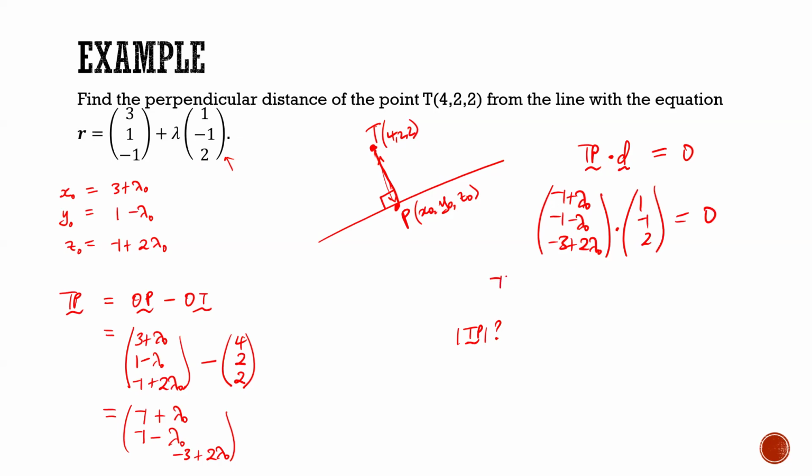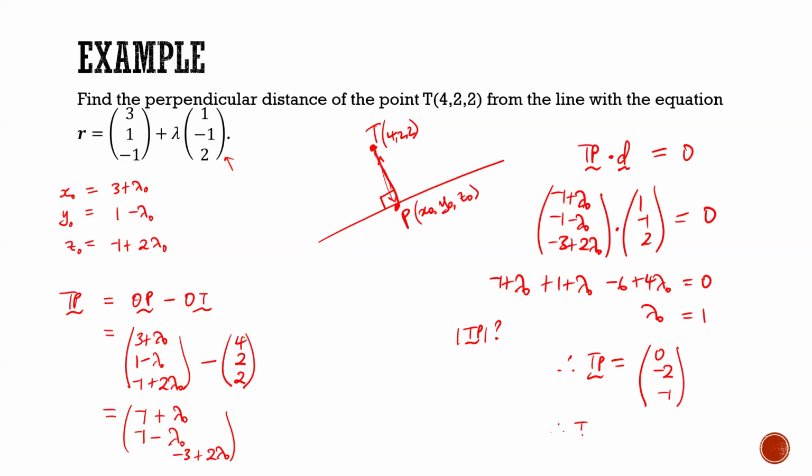So this will give us an equation in lambda naught: negative 1 plus lambda naught, plus 1 plus lambda naught, minus 6 plus 4 lambda naught, is equal to 0. And immediately when you solve for lambda naught here, you get lambda naught as 1. So you substitute this in the expression for TP, such that we can get the vector TP. Therefore, TP will be negative 1 plus 1, which is 0, negative 1 minus 1, which is negative 2, negative 3 plus 2 times 1, which is negative 1.